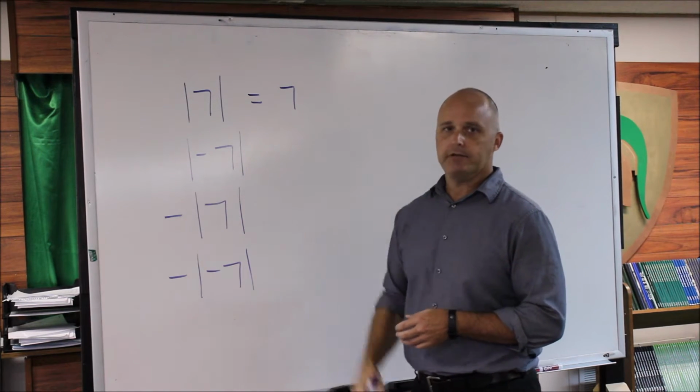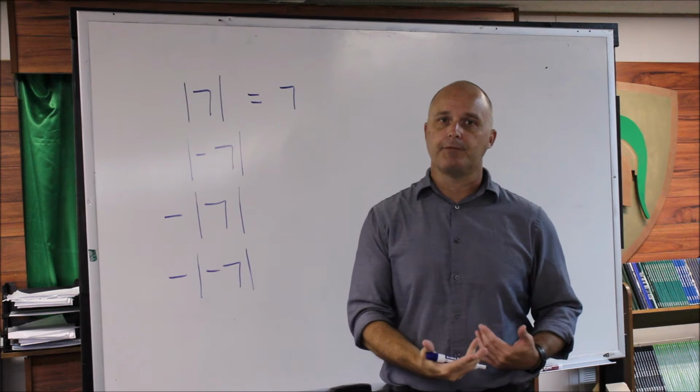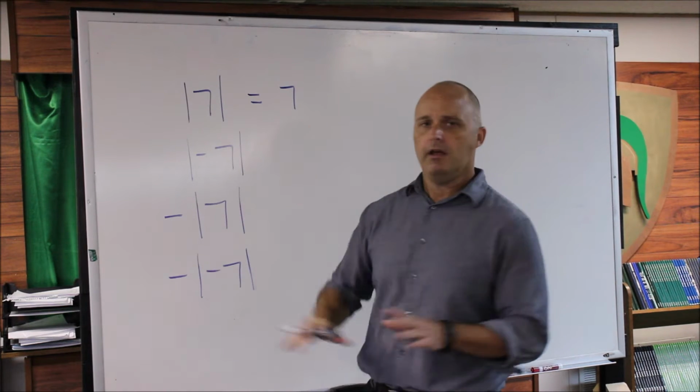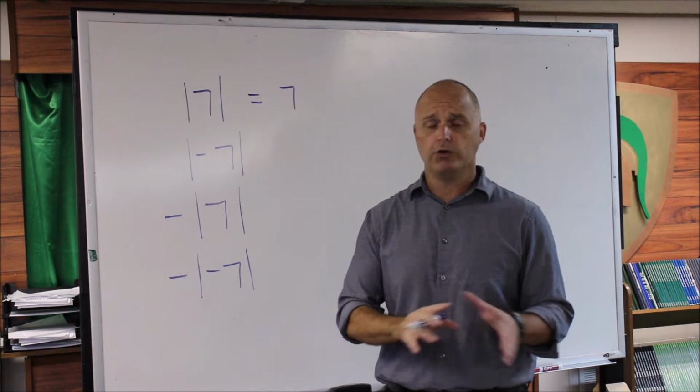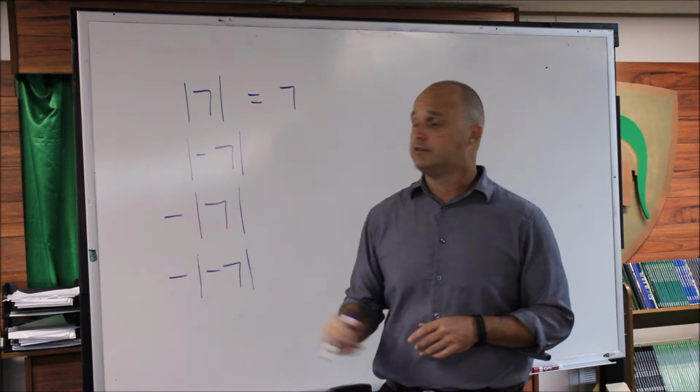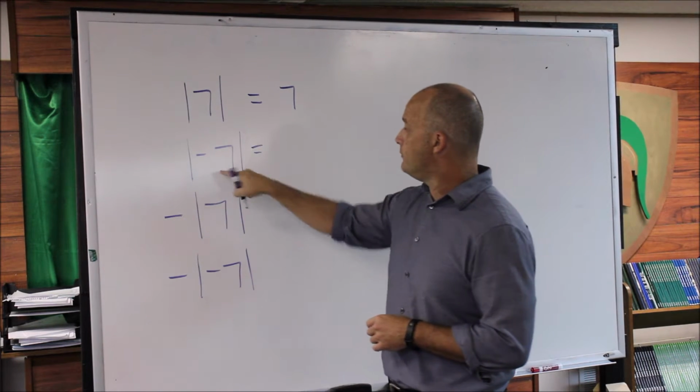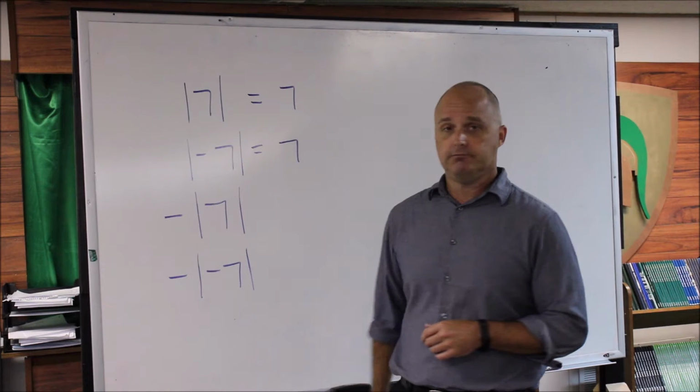The absolute value of -7, again, anything that's inside of the absolute value is going to become positive. And that's once you work everything out, once you've done order of operations inside. So the absolute value of -7 is 7.